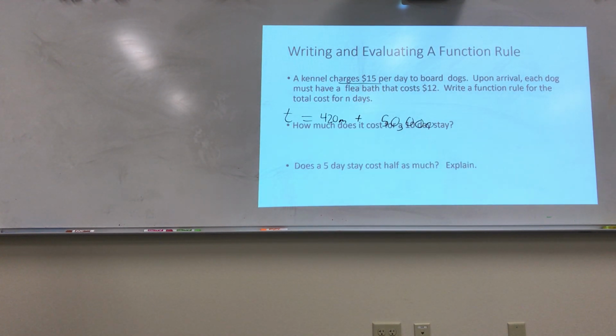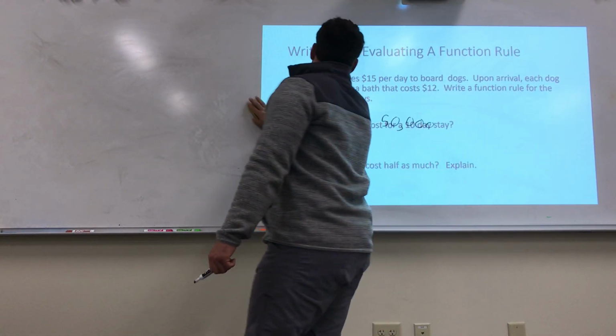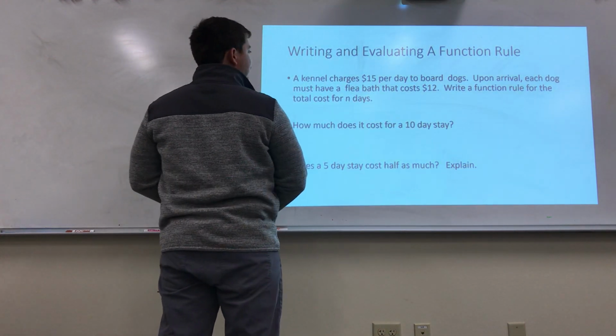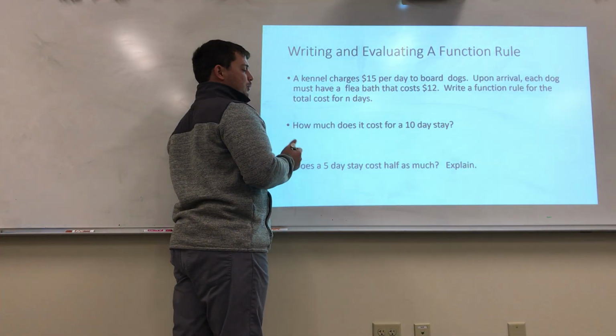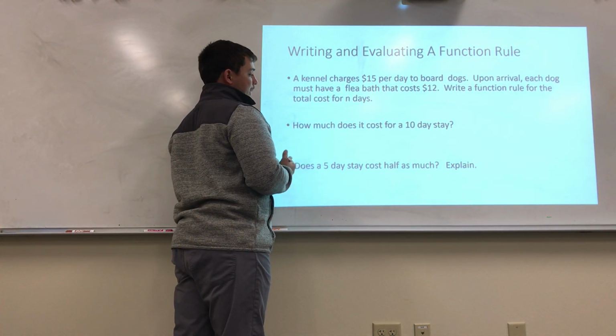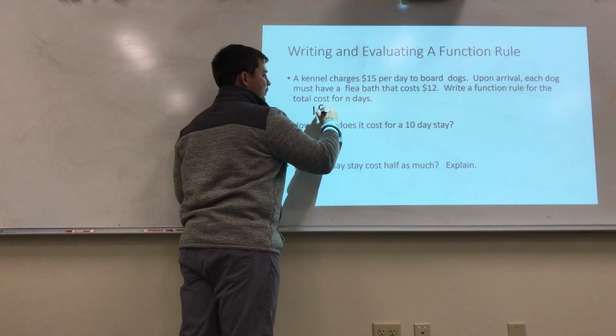Okay, writing and evaluating a function rule. A kennel charges $15 per day to board dogs. Upon arrival, each dog must have a flea bath that costs $12. Write a function rule for the total cost for n days. Well, it costs $15 per day, so to find out what it costs per day to be there, and maybe it's 5 days, maybe it's 6, I'm going to have to take 15 times the number of days.